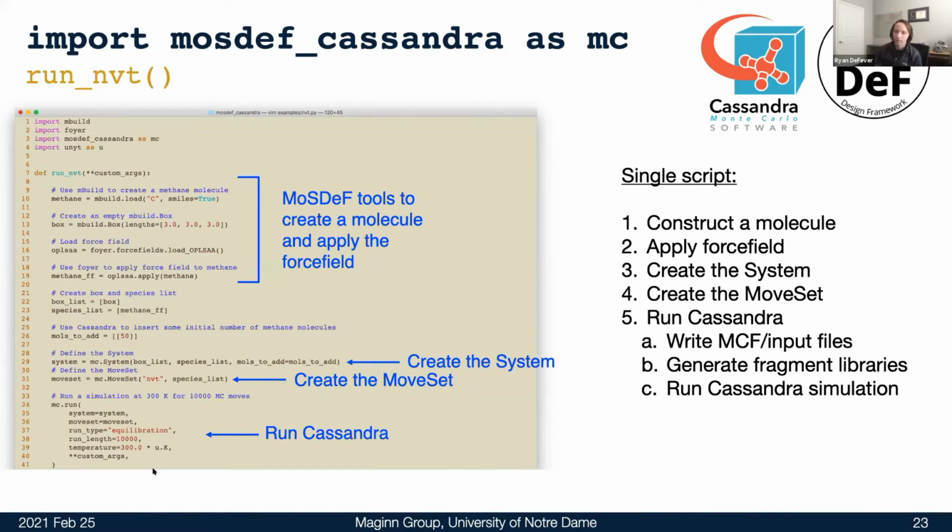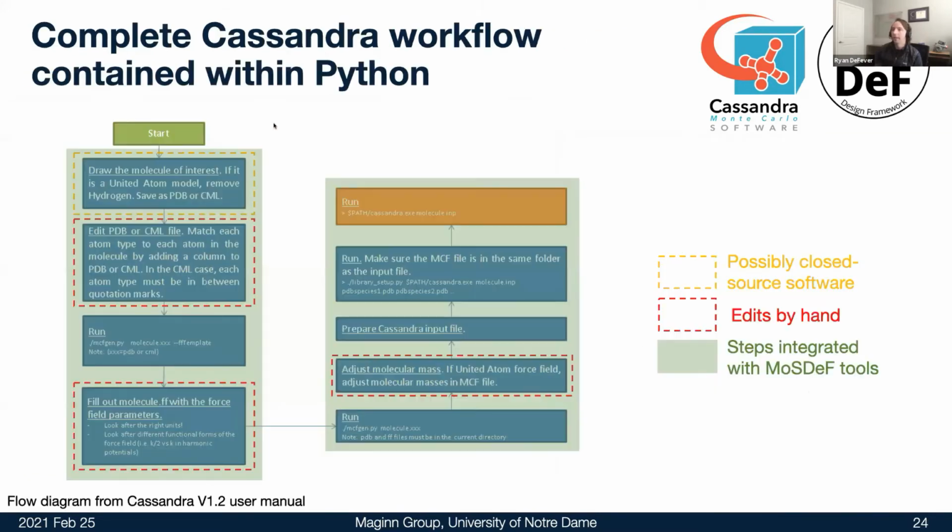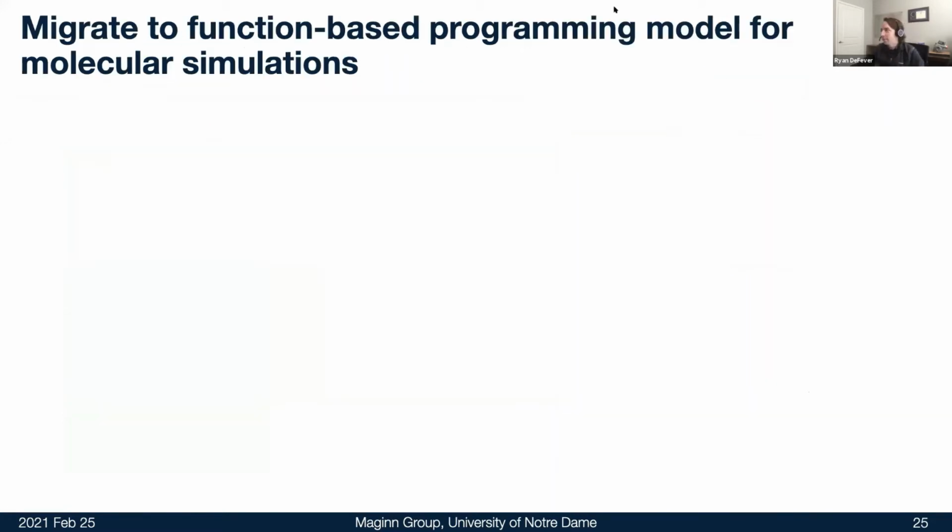So this one function, start to finish, runs an NVT Monte Carlo simulation. So you say, great, okay, this is cool. You've built a nice Python interface around Cassandra. Why do I care? We can now go start to finish all in one script. But why do you care? This is the important thing.